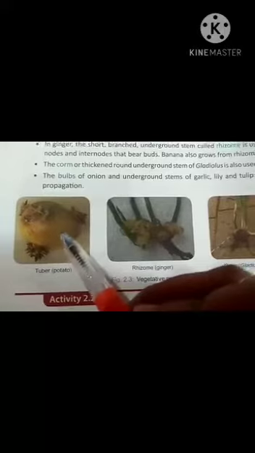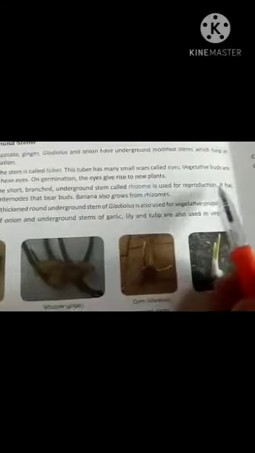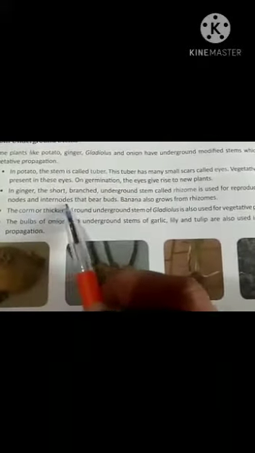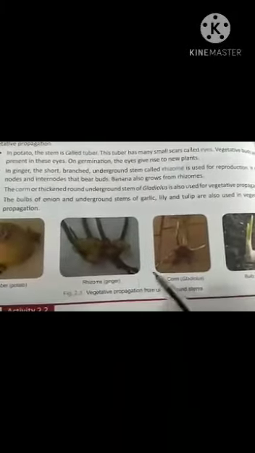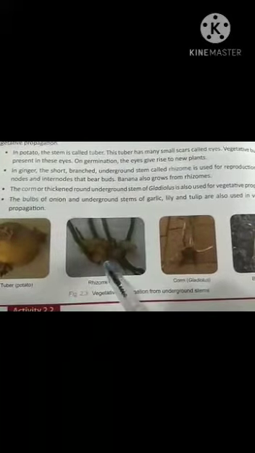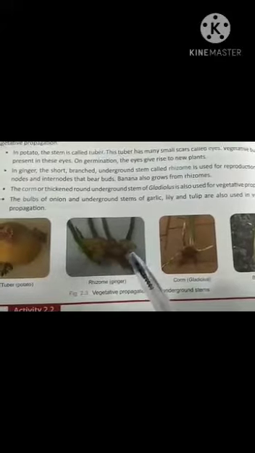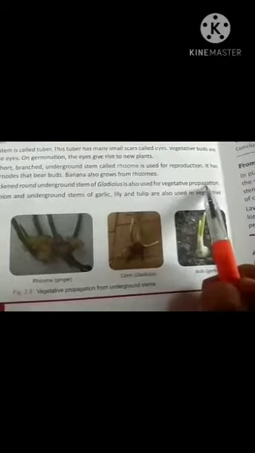So if you sow one potato in the soil, after some time you will see so many potatoes formed over there. Now in ginger, the short branched underground stem called rhizome is used for reproduction. It has nodes and internodes that bear buds. Banana also grows from rhizomes. So in case of ginger, now they have shown you the germinated one, but these structures are called the rhizomes. The corm or thickened round underground stem of gladiolus is also used for vegetative propagation.